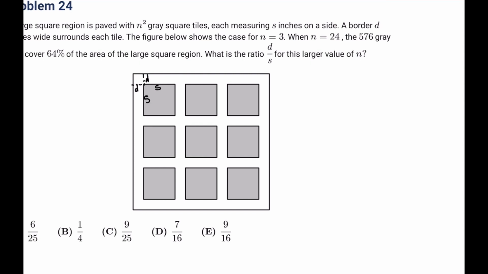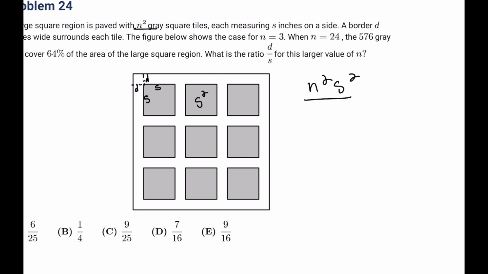So each square tile has area s squared. And we know that there are n squared of these tiles. So the total area of all of these gray square tiles is n squared times s squared because there's n squared tiles and each of them has area s squared. So we now have our numerator when we're trying to find the ratio of the total gray square tiles to the whole tile. So we want to now find the side length of the entire tile.